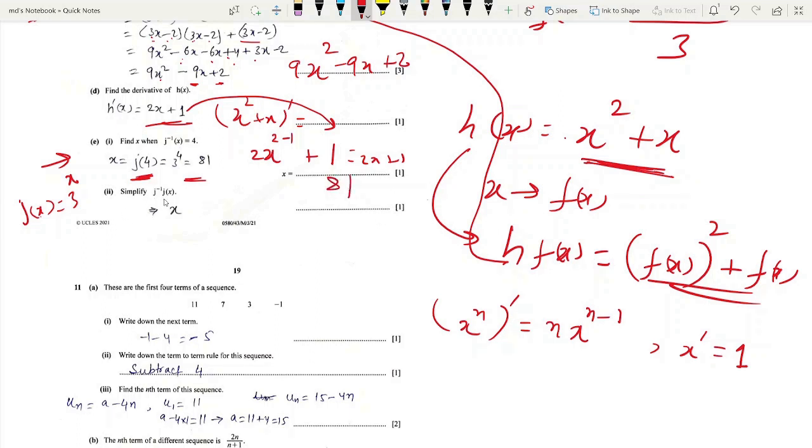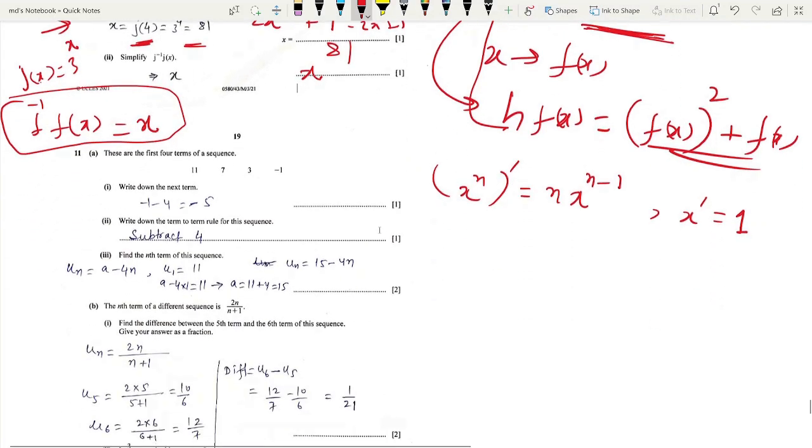Okay, j of j inverse x, this is for 1 mark. So you should remember this result. Simply you have to remember this result. f of f inverse x is equal to x. Okay, this is the standard result. f inverse f of x is equal to x. So j inverse j of x is equal to x.